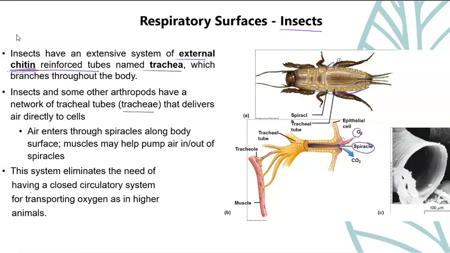This system eliminates the need for a closed circulatory system for transporting oxygen, as in higher animals. Insects do not have blood to transport respiratory gases. As we saw earlier, insects have an open circulatory system, which is not efficient at distributing oxygen to each individual cell. So insects depend on the trachea, and the tube branches into smaller tubes leading to each individual cell.